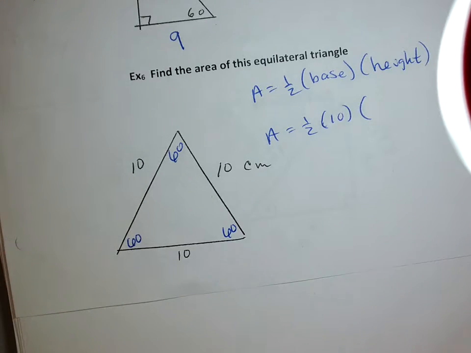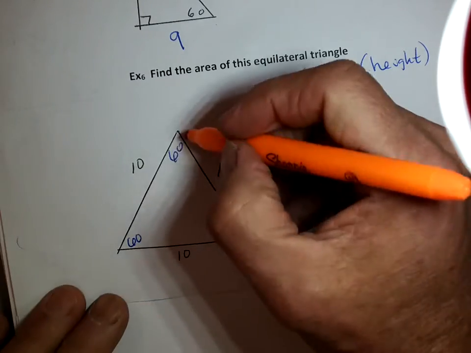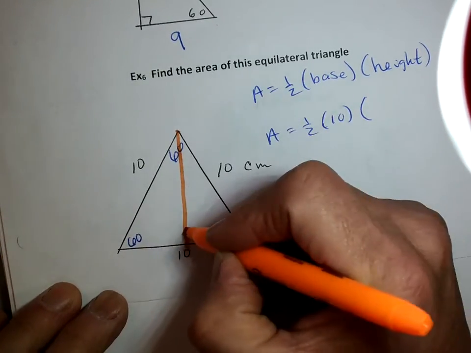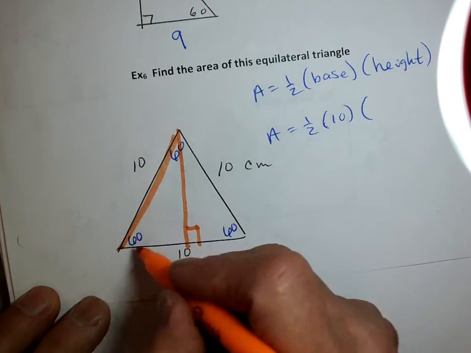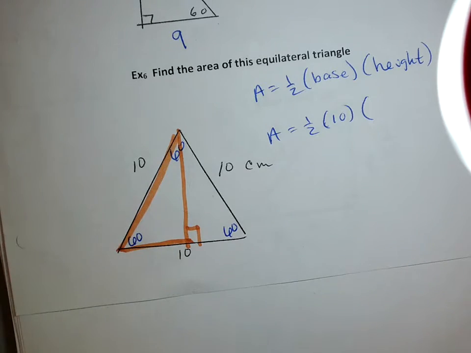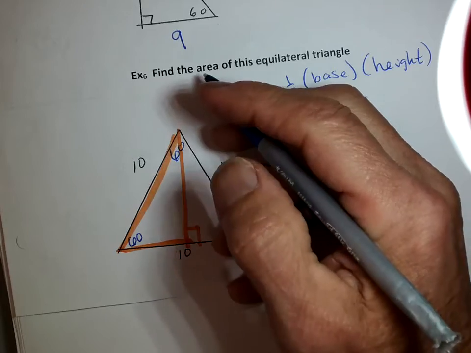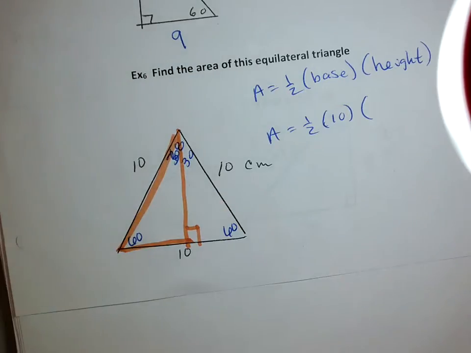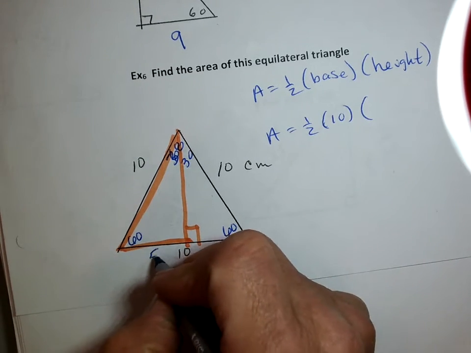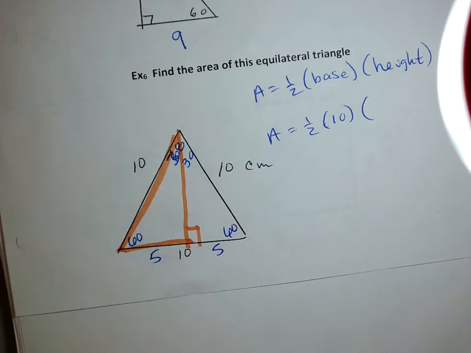So let me draw in the height, because I know the height's going to be straight up and down. And because it's equilateral, it cuts it right down at 90 into 2 equal triangles. You guys get that? Now this 60-degree angle got cut in half, right? So this angle becomes 30, and I get a 30, 60, 90 triangle. So if this side is now 5, you with me? 5 and 5, right? Because I cut it in half.